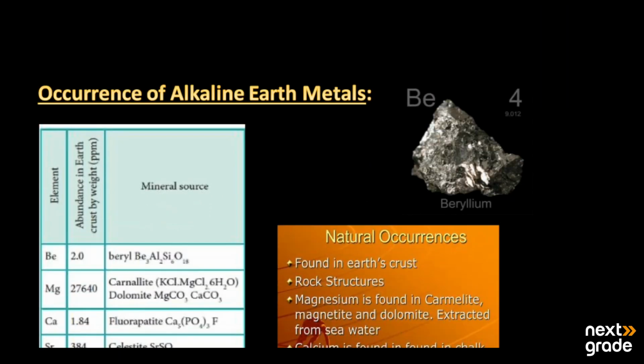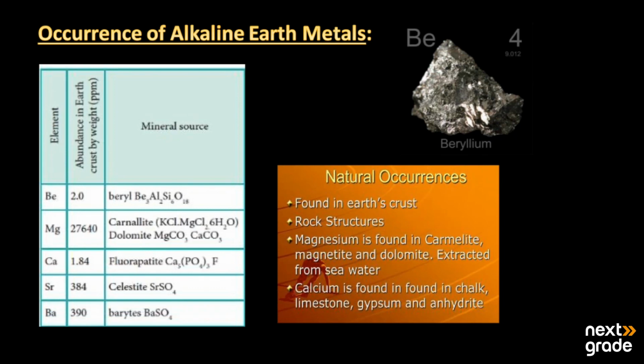After that, we have the occurrence of the alkaline earth metals. Mainly, the alkaline earth metals are beryllium, magnesium, calcium, strontium, and barium. Then we have abundance in the earth crust by weight, in parts per million. Beryllium is 2.0 parts per million of the earth crust, magnesium is 27640, calcium is 1.84, strontium is 384, and barium is 390 parts per million of the total earth crust.